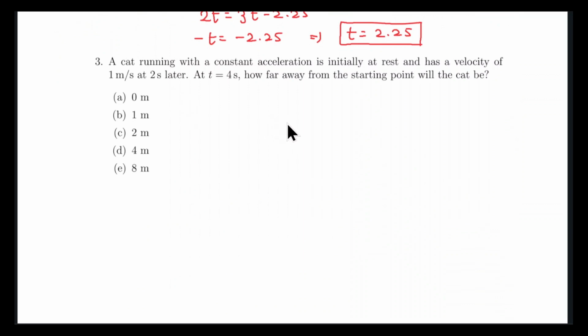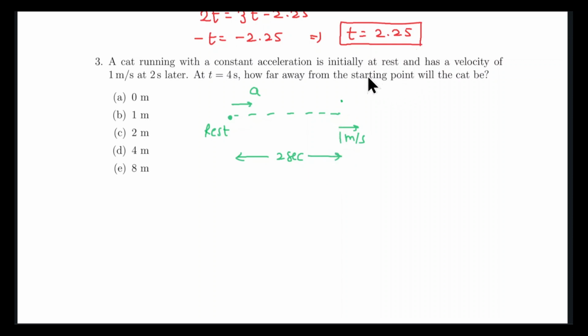The cat is running with a constant acceleration. Initially at rest, it has a velocity of 1 meter per second 2 seconds later. At t equal to 4 seconds, how far away from the starting point will the cat be? Okay, looks pretty straightforward. There is an acceleration over here, and 2 seconds later it has a velocity. So it starts from rest, by the way, and at this point it has a velocity of 1 meter per second.